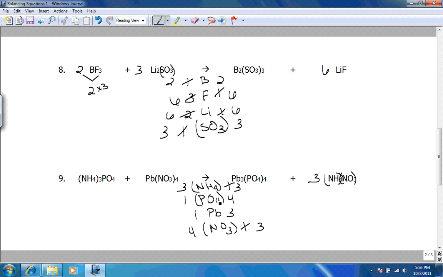Alright, PO4, 1 on the left, 4 on the right. So we're going to multiply this one by 4. Uh-oh, that messed up our ammonium in the process. That actually changed our ammonium to 12. Which means that we need to fix this too. So we need to actually end up multiplying this by 12 instead of just 3. And then we have nitrates now, which we now have 12 of.